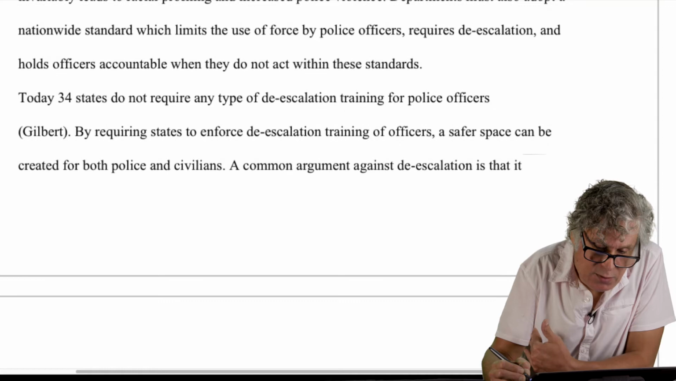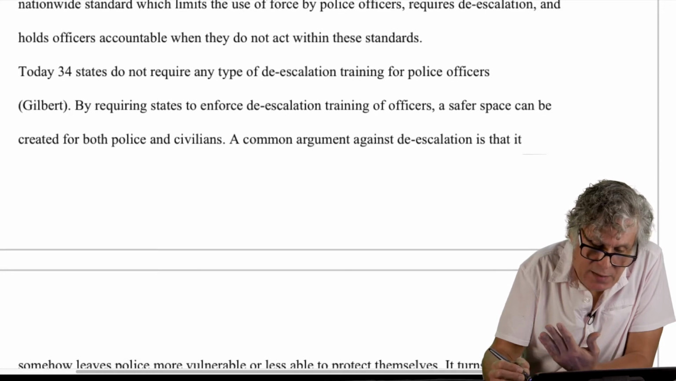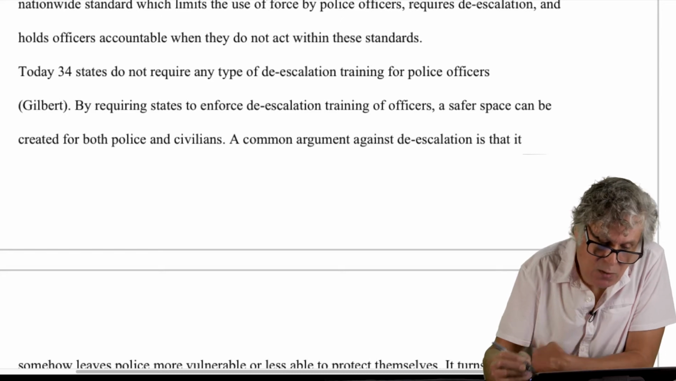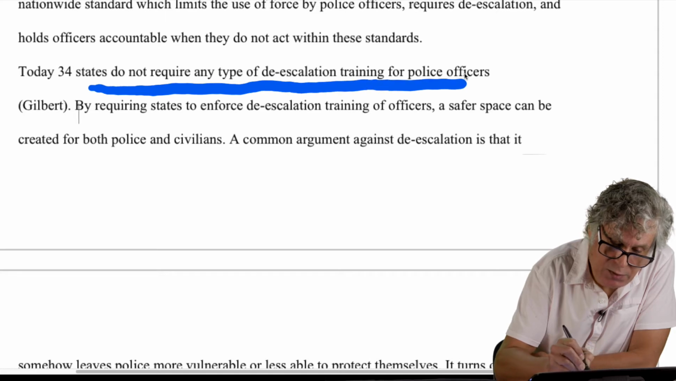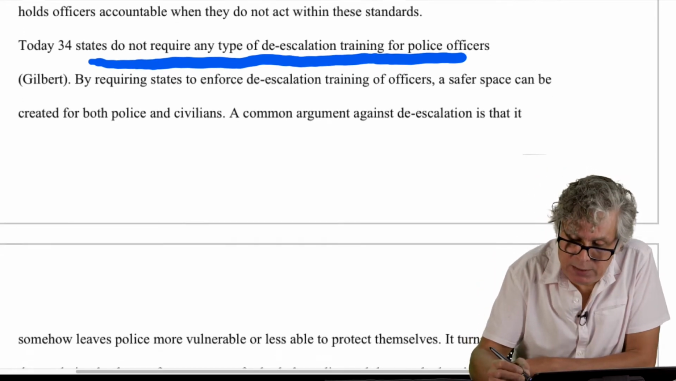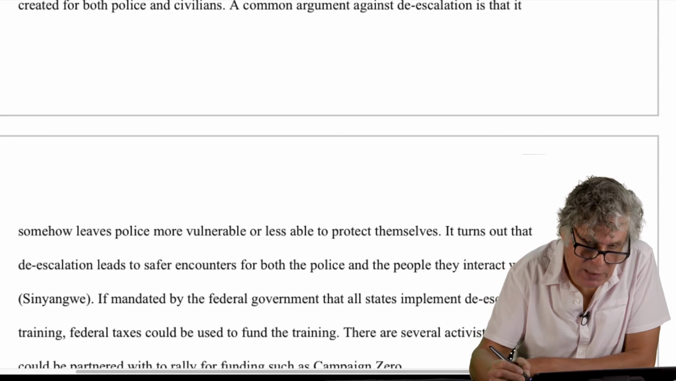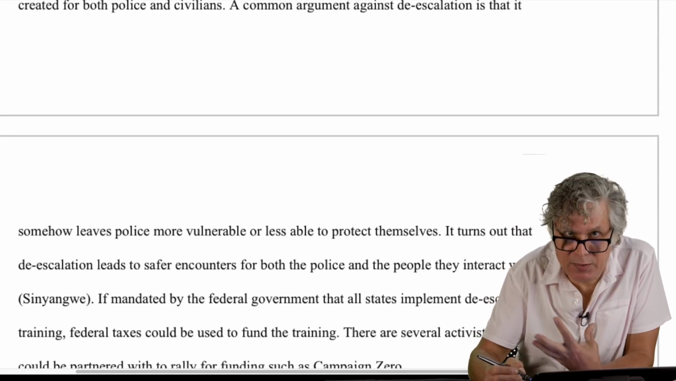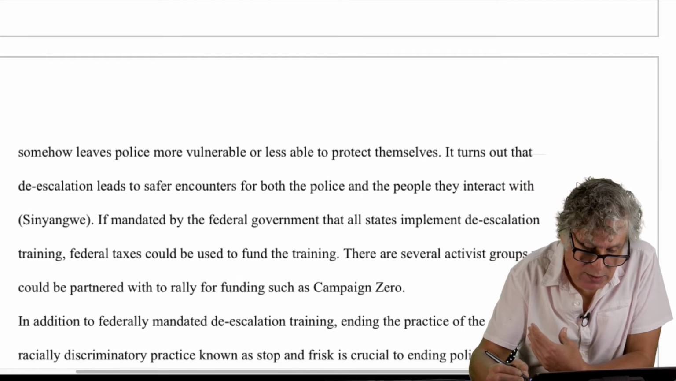Then he moves into de-escalation, holding officers accountable. And as we move, I'm starting to get a little bit more interested. 34 states do not require any type of de-escalation training. So I'm already more interested than I was when I was reading the stop and frisk part. I keep reading. And if he's going to talk about stop and frisk, it's good that he talks about it at the beginning, because now he's moving into more interesting territory.